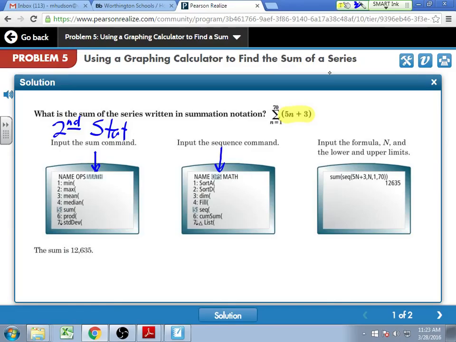As long as you understand how to do this in a calculator, that's all that matters. You do not need a calculator. We can always do this.